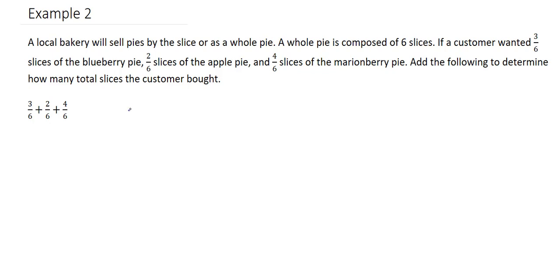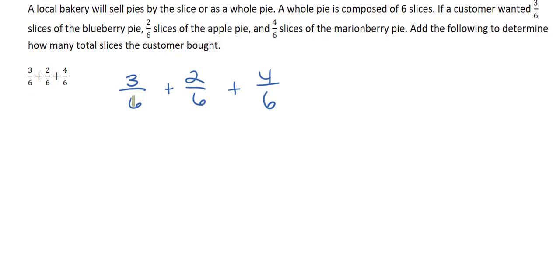So we have, right, we have 3 over 6 plus 2 over 6 plus 4 over 6. We're going to rewrite it so it's a little bit bigger. Notice we have a common denominator. So all we're going to do is go ahead and add the numerators together. So 3 plus 2 plus 4 would be equal to 9. And then we just keep our denominator, so that would be 6.